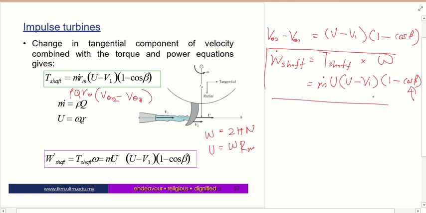Typical value of beta for a turbine is commonly less than 180 degrees. So typical value of beta is normally 165 degrees. Okay, so this is how to obtain the work, W dot, the power produced from the shaft, for the turbine.